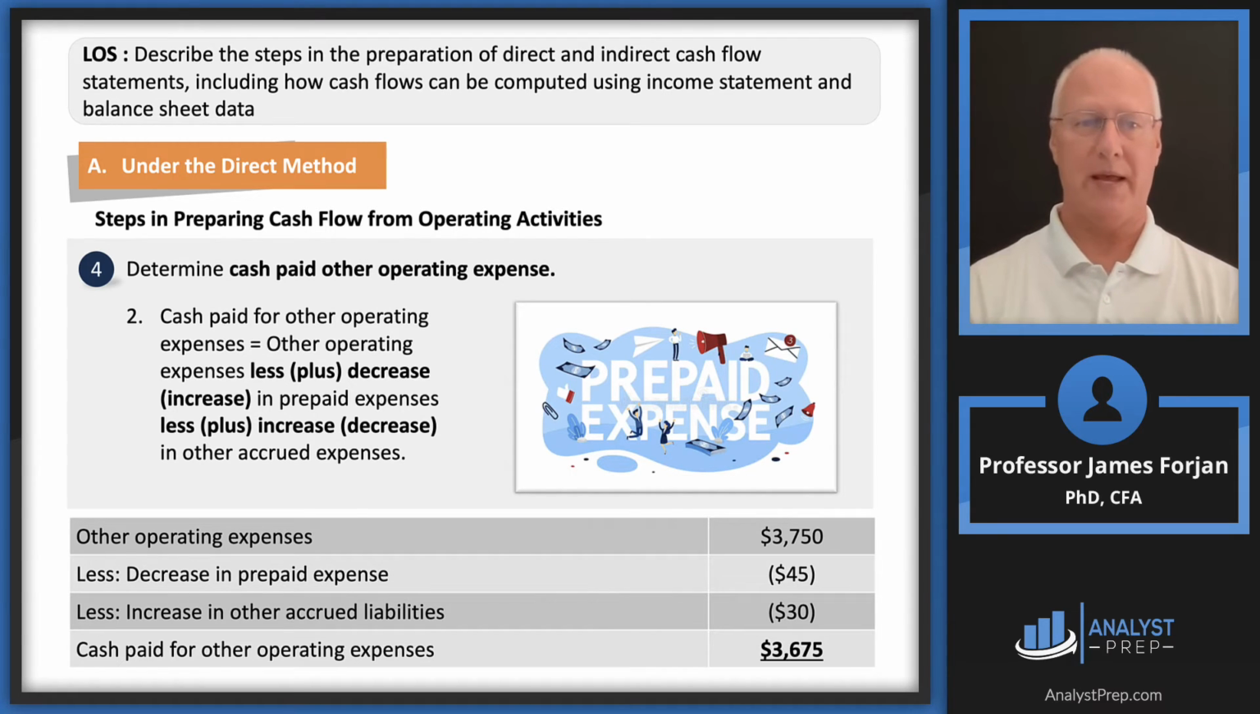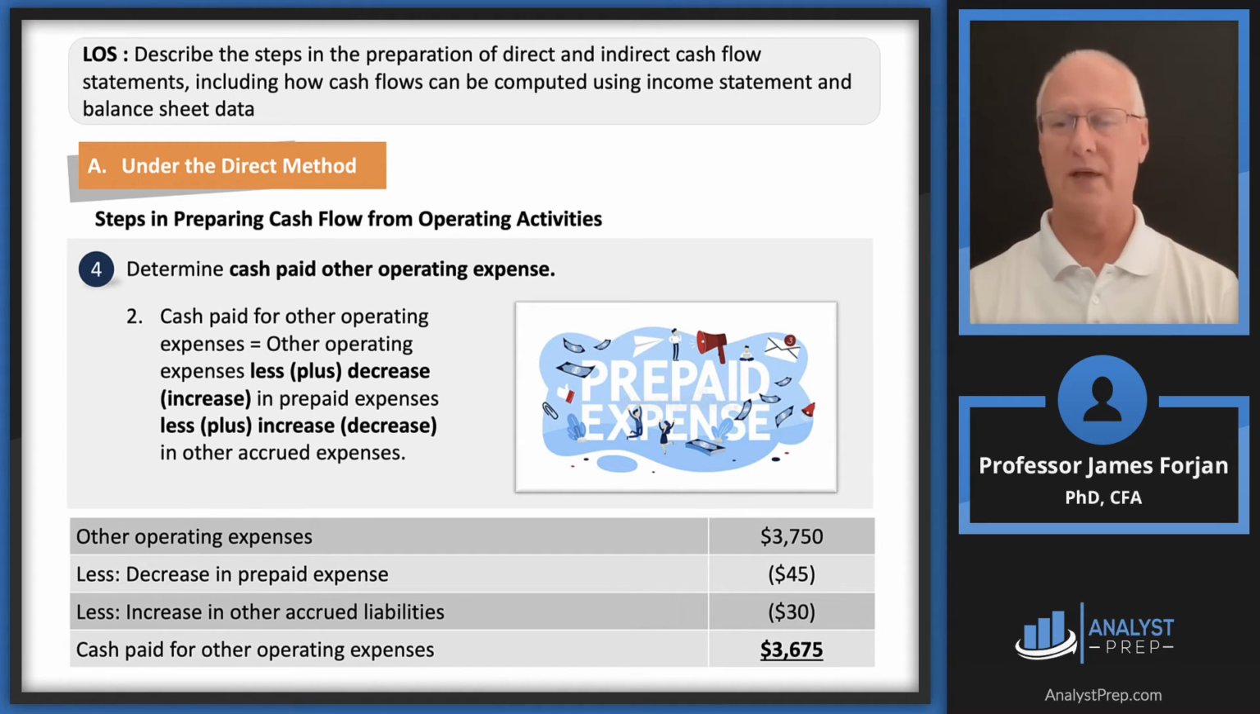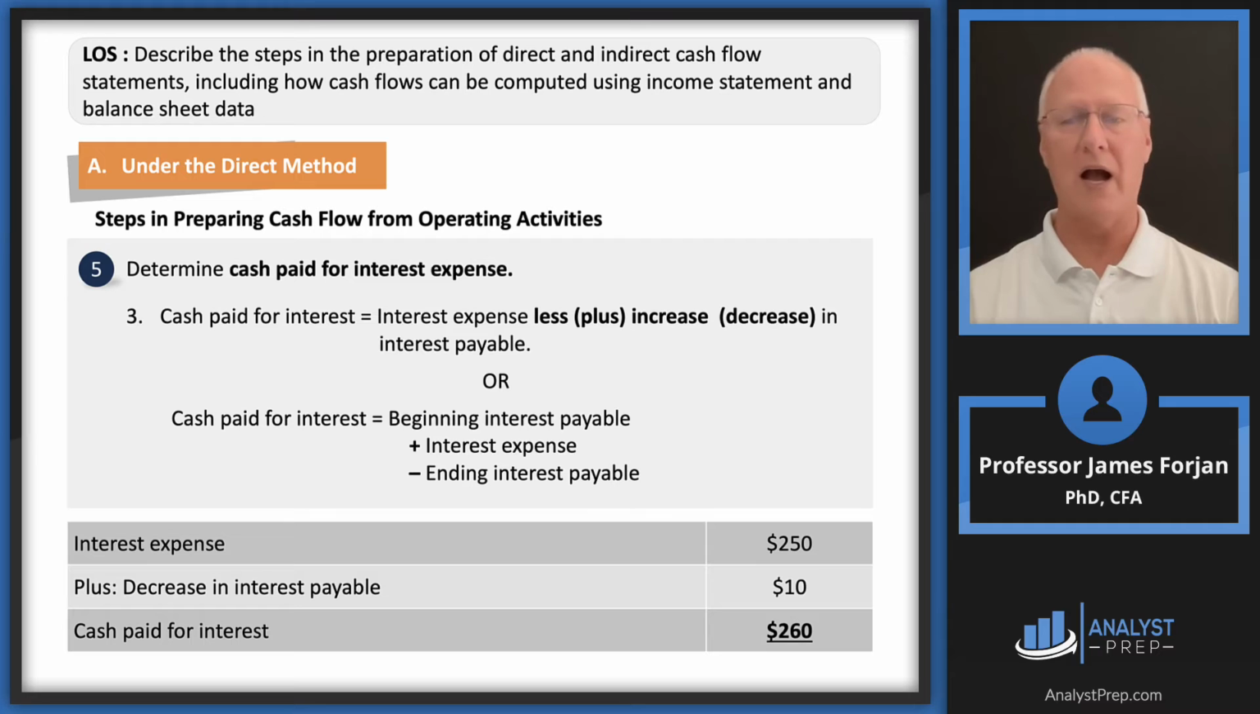How about cash paid for other operating expenses? So let's go ahead and take a look at those other operating expenses. That's $37.50. And so what do we have? We have a decrease in prepaid expense. We have an increase in other accrued, 45 and 30. These are bolded in red back in the previous financial statement. So there's cash paid for other operating expenses, $36.75.